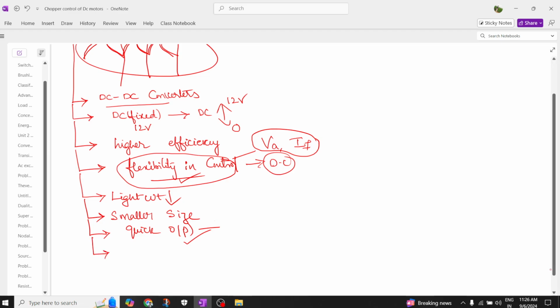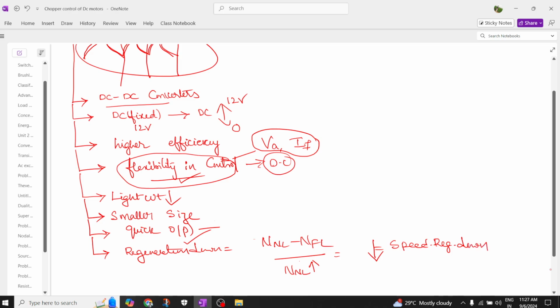These choppers are going to offer speed regulation down. That is what speed regulation means. This is the no load speed, this is the full load speed, divided by the no load speed. Here we want the regulation to be low, so automatically this should be higher. So how do we calculate this speed regulation? Generally we call this a good speed regulation, or regulation down.